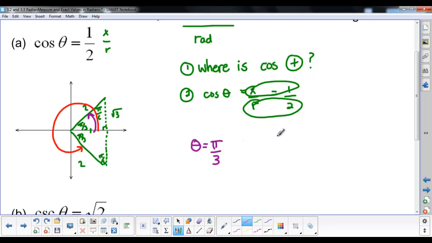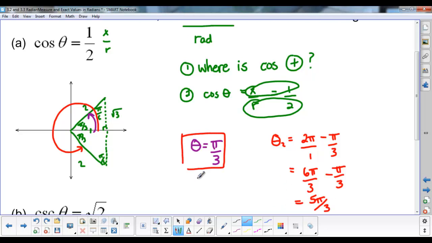So to find the second angle, we are going to take our 2 pi and subtract pi by 3 from that. Remember, when you're subtracting fractions, you do need a common denominator. So let's imagine this over 1 for now. If I change this to a denominator of 3, this would be 6 pi over 3 minus 1 pi over 3. That leaves me with 5 pi over 3. So the two possible answers for theta would be pi by 3 and 5 pi by 3.